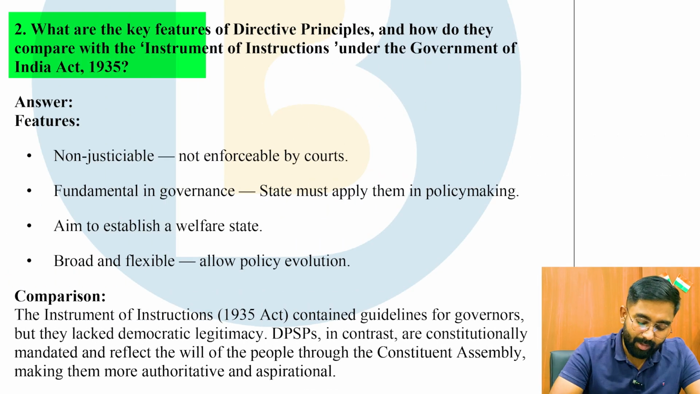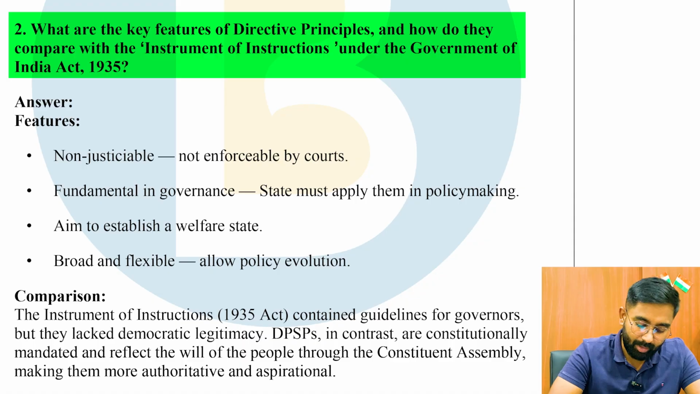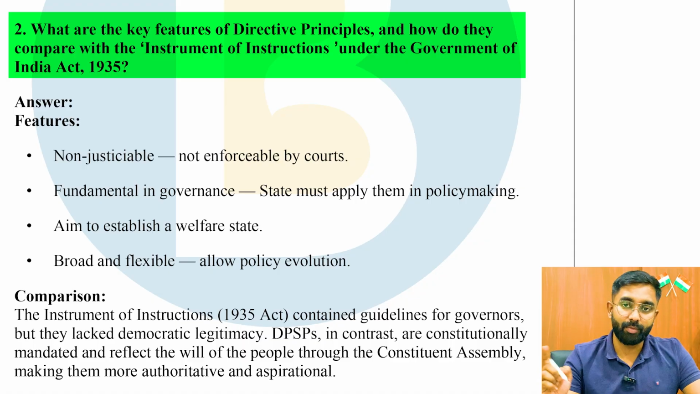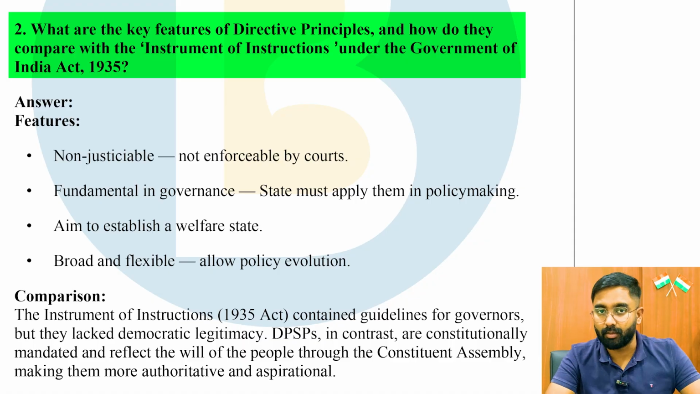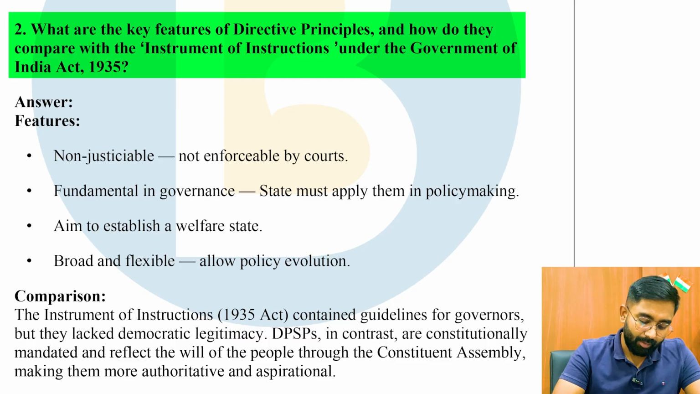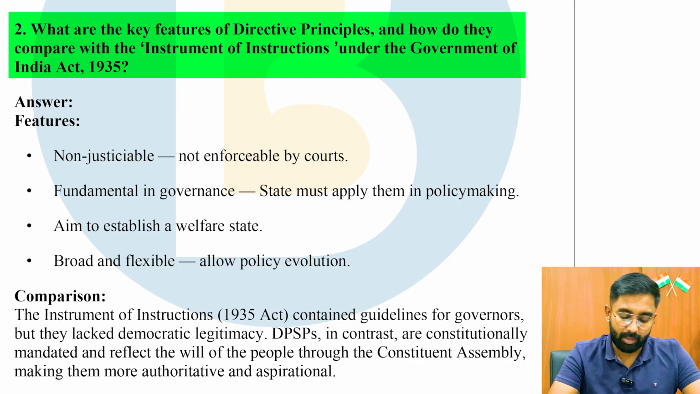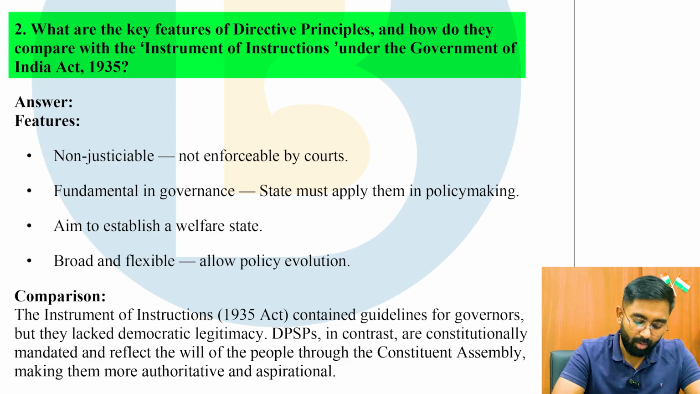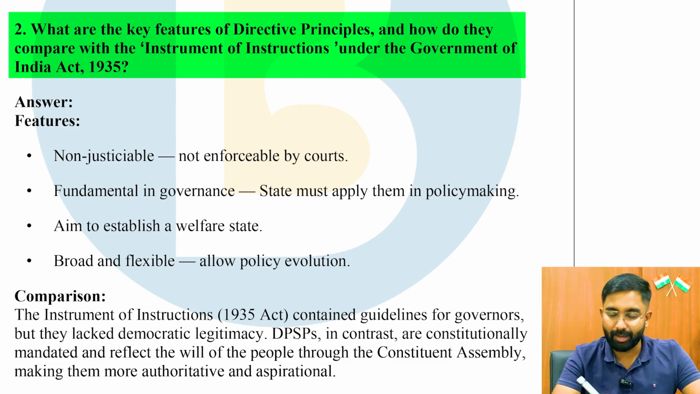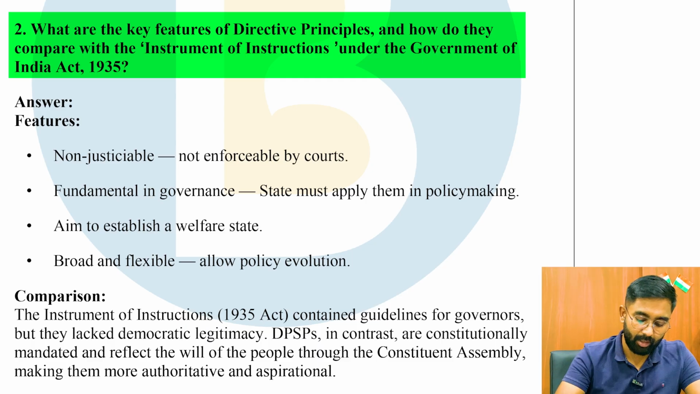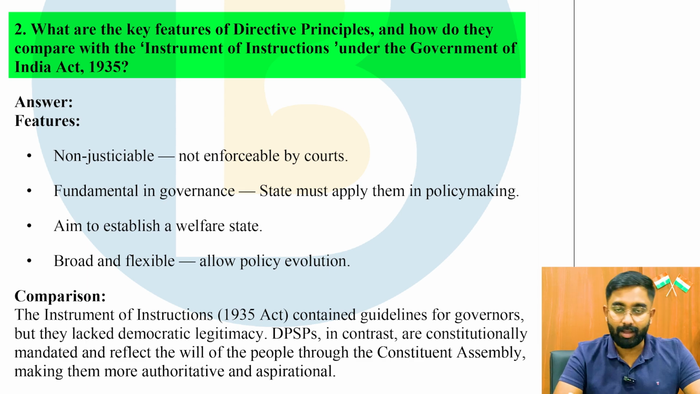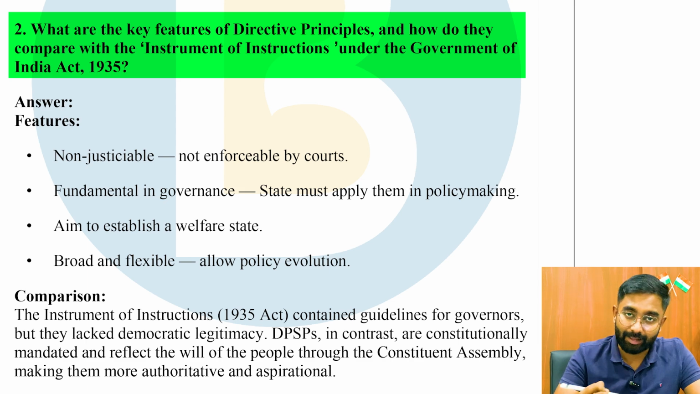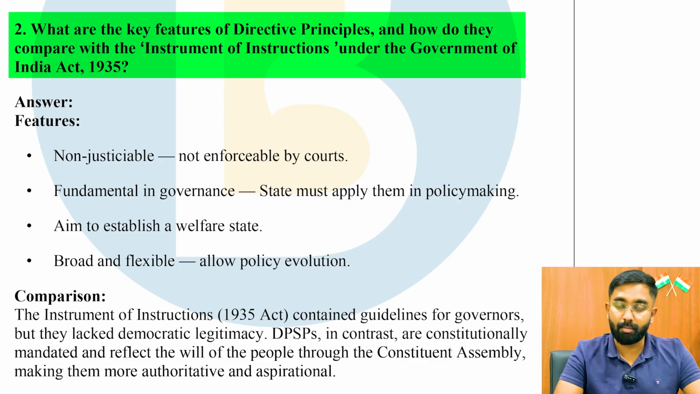Second question: what are the key features of DPSPs and how do they compare with the instrument of instructions of the Government of India Act 1935? What are the key features of the Directive Principles of State Policy? Four most important. First, they are non-justiciable, unlike the fundamental rights which are justiciable in nature. Next, they are fundamental in the governance of the country, which means the state must apply them in policy making.